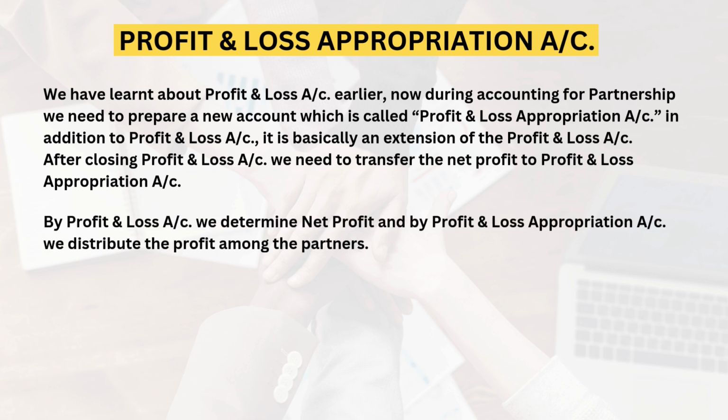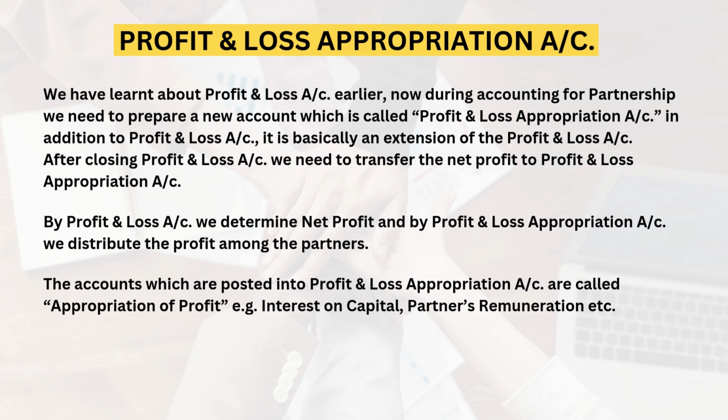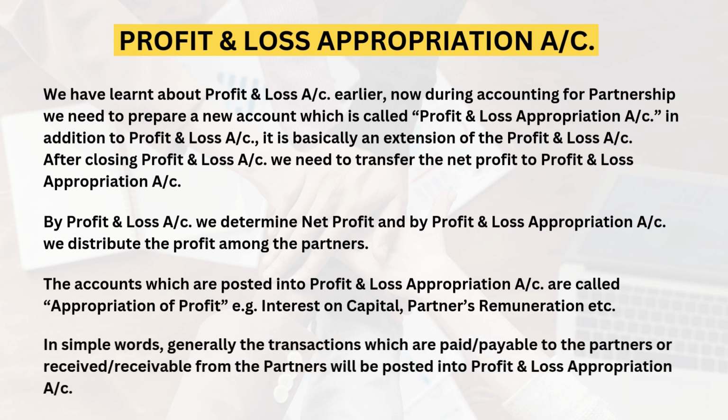By profit and loss account, we determine the net profit, and by profit and loss appropriation account, we distribute the profit among the partners. The accounts which are posted into profit and loss appropriation account are called appropriation of profit. Example, interest on capital, partners' remuneration, etc. In simple words, the transactions which are paid or payable to the partners or received or receivable from the partners will be posted into profit and loss appropriation account.